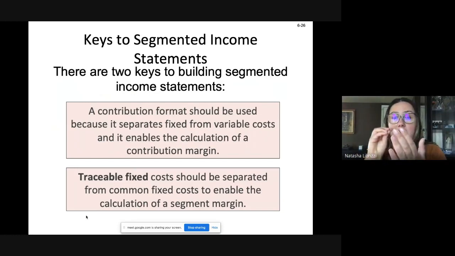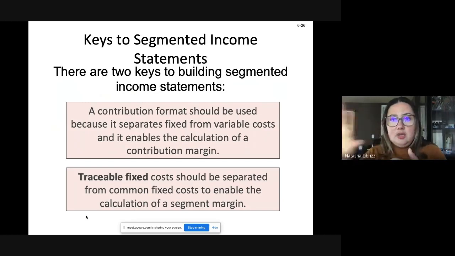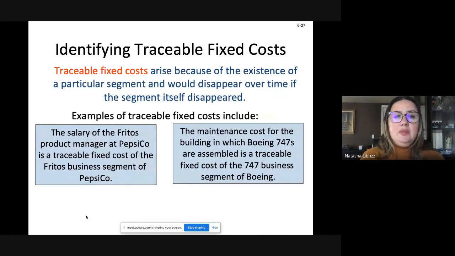So a baking supervisor can be traced to the baking department. The head of laboratory can be traced to the blood center. Whatever that is, you can really trace that particular person to it. I can be traced to Lubar School, right? Because I teach business courses. So I am a traceable cost. Traceable fixed cost should be separated from common fixed cost to enable the calculation of a segment margin, to help us make good decisions.